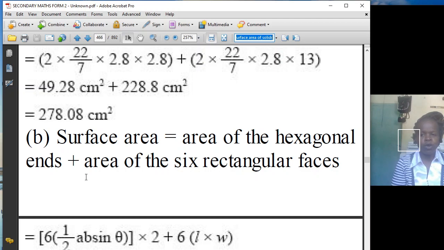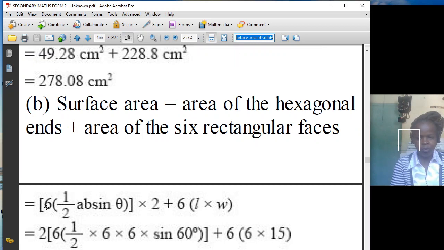Area of the hexagonal ends plus area of the 6 rectangular faces. Hello, are we there? Hope you're paying attention. Area of the hexagonal ends plus the area of the 6 rectangular faces. Area of the hexagon, that is what we have said: a half times 6 times 6 sine 60. And there are 6 of them, you multiply by 6.